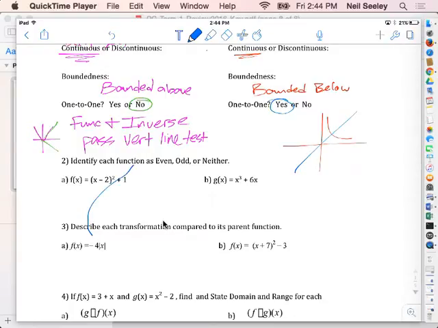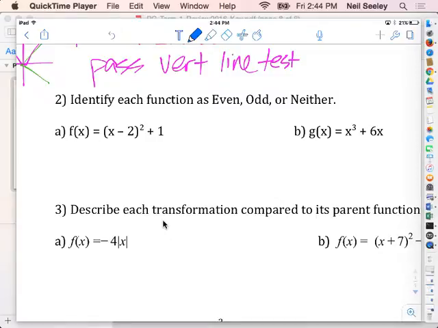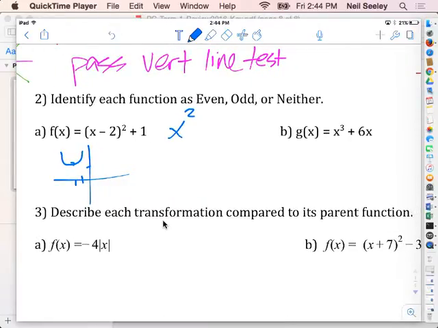So odd, even, neither. We've got to get that on the books because this is tricksy for some of us. Parent function, x squared, parabola. This means right 2, up 1. So I'm thinking, here's my parabola, right 2, up 1. If I said, is that odd, even, or neither? That is a no-brainer: neither.